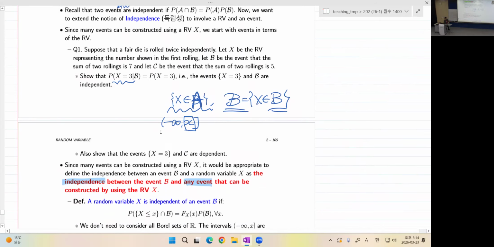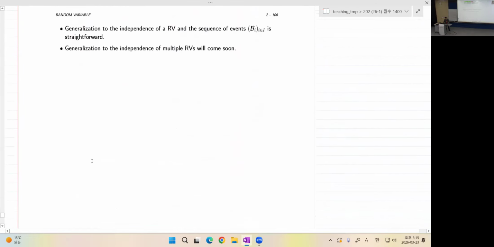So we consider every event defined in that way. If we can show that this event is independent of that event, we will say that random variable X is independent of this event. So if every event in terms of the given random variable X is independent of the event B, then we will say that random variable X is independent of the event B. Got it? That is the idea, and everything comes very naturally.